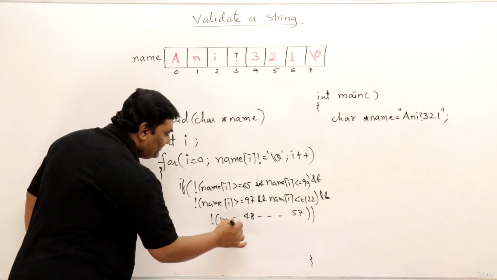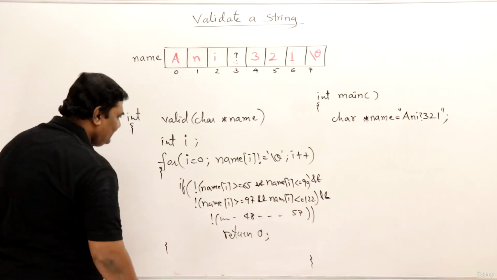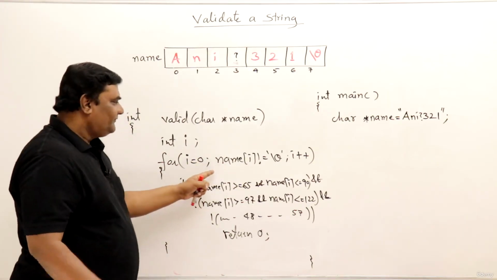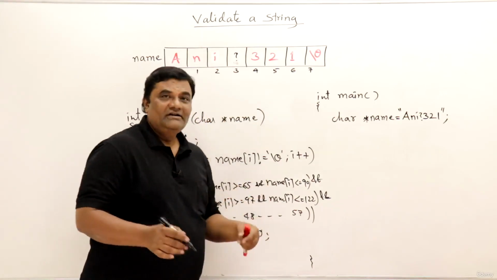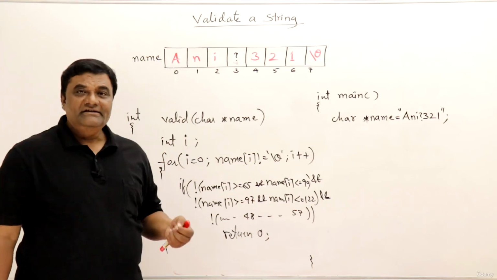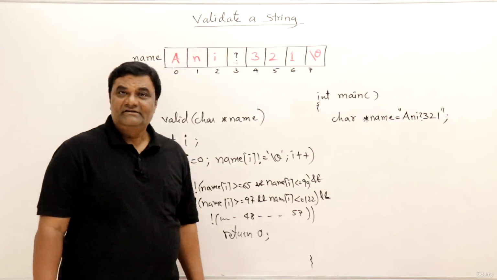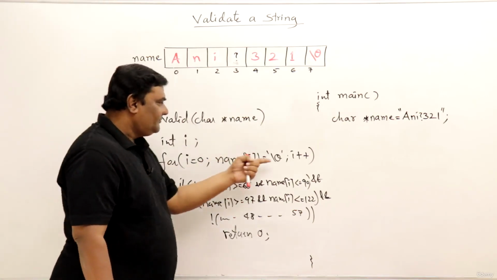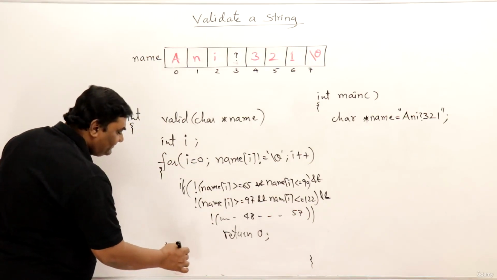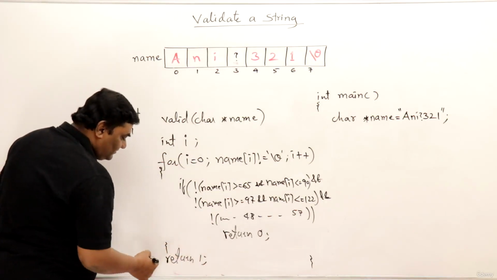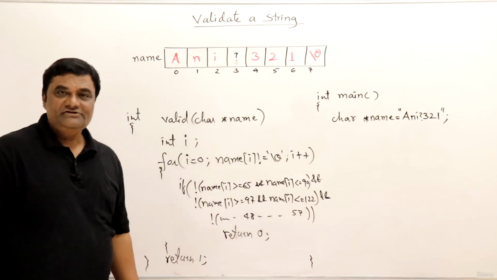So here I should return false, that is 0. And this is all happening inside the for loop, right? Inside the for loop, for every alphabet we are checking whether it is not in this range and not in this range and not in this range, then it is an invalid symbol, an invalid letter. So return 0 means return false. Otherwise, if I have come out of the loop by reaching the end of the string, then everything was perfect, so return 1, return true. That's it. So this is the validation function.